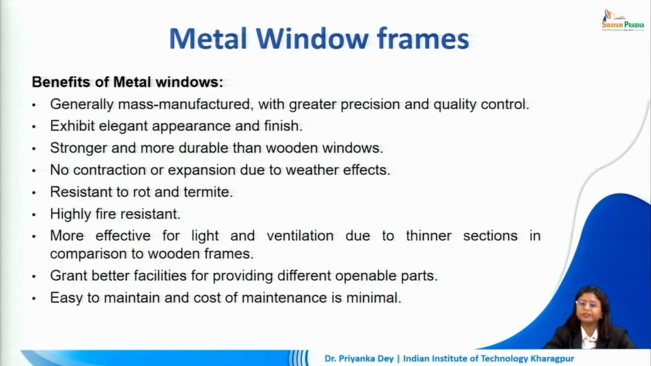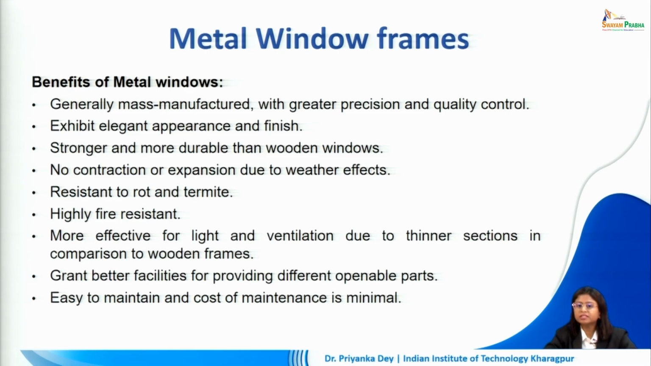Now, what are the benefits of using metal frames for our windows as opposed to timber ones? Generally these members are mass manufactured with greater precision and quality control. They exhibit elegant appearance and finish. They have a very clean, sharp edge. They are stronger and more durable than wooden windows. So, seasonally, due to weather effects, contraction and expansion will be negligible in this type of frame. It's resistant to rot and termite. They are highly fire resistant.